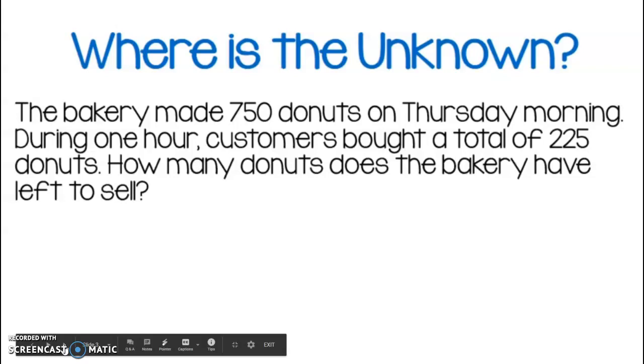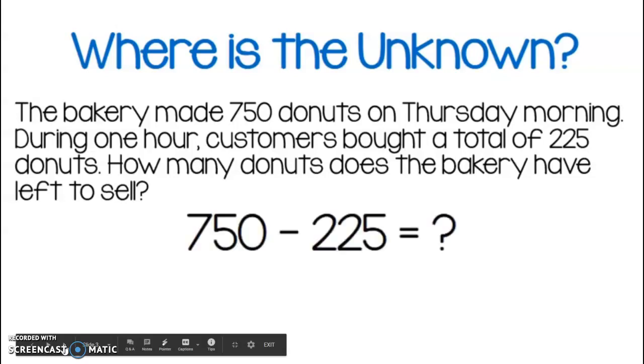Did you write 750 minus 225 equals question mark? Once again, the question mark is at the end of the equation. This is an example of a result unknown problem structure because the missing number is at the end of the equation. So we would just need to subtract the two numbers to get the unknown for the problem.